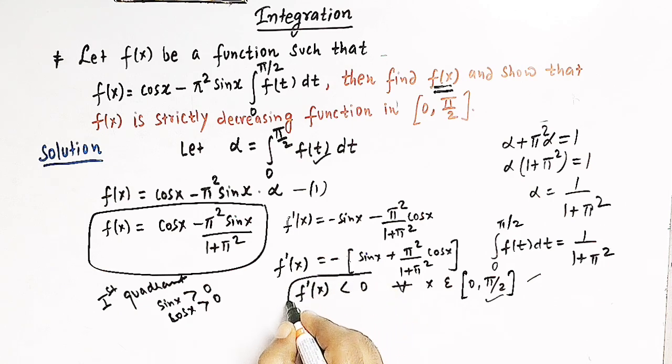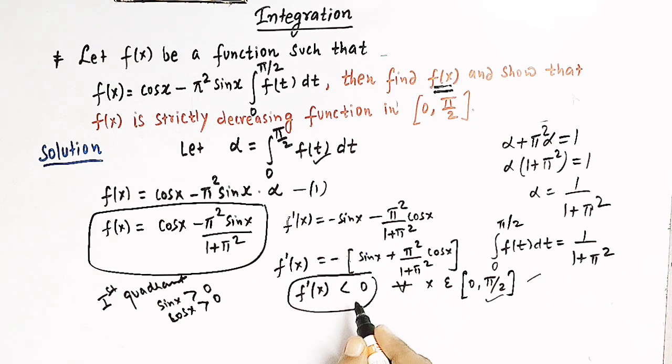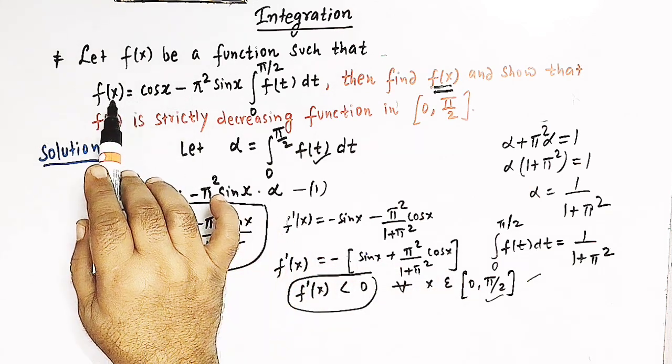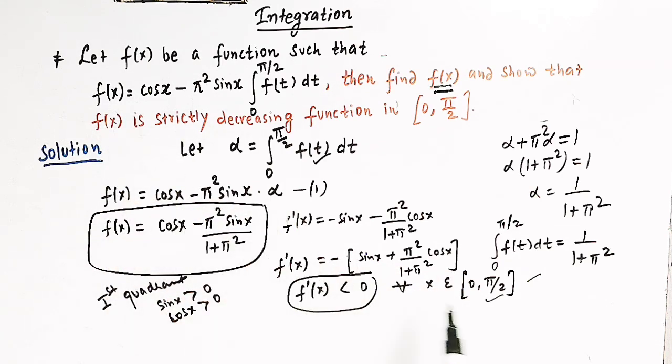And this is the condition for a function to be a strictly decreasing function. So if the slope of the tangent is negative, then the function is said to be a decreasing function. So this is how we can prove that the function f of x is a strictly decreasing function in this interval, because the derivative is negative, or it is less than 0.